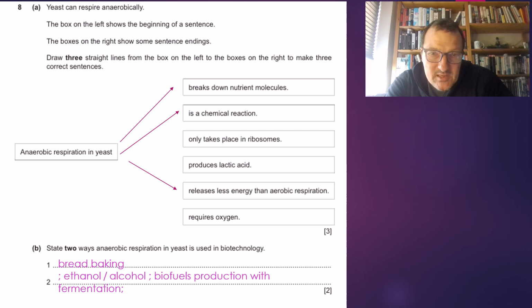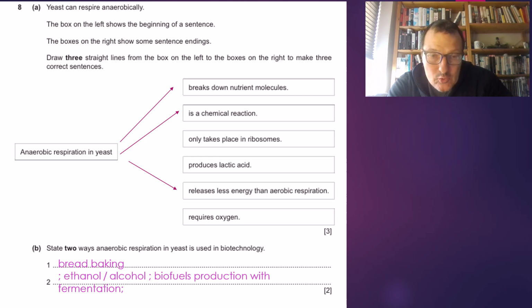Anaerobic respiration in yeast, it will break down nutrient molecules, so that's 1 line. It is a chemical reaction, that's also 1 line. Only takes place in the ribosomes? If you can remember your first chapters, ribosomes is where we have protein synthesis, so it's not that one. Lactic acid is not yeast. Releases less energy than aerobic respiration. Yes, it does. Requires oxygen? No, because we're talking about anaerobic respiration, not aerobic respiration.